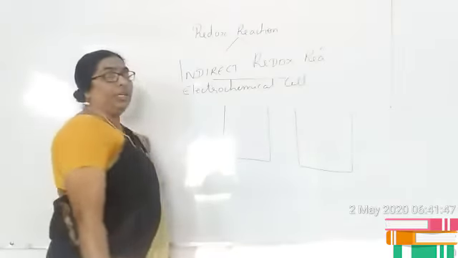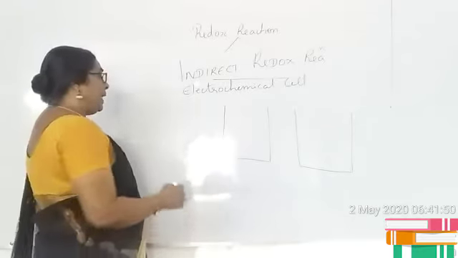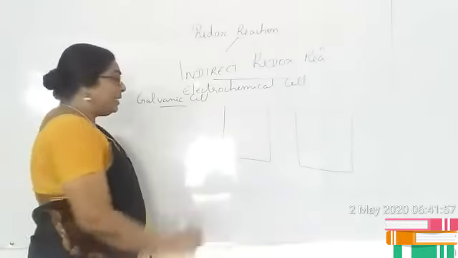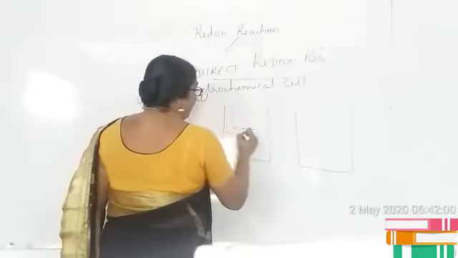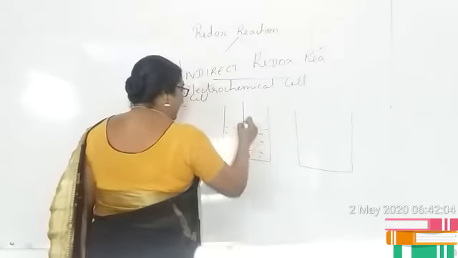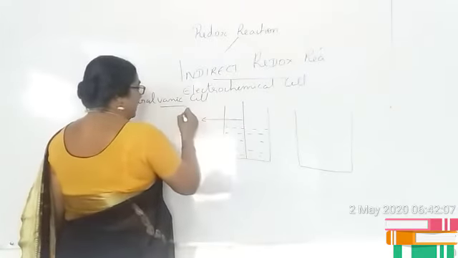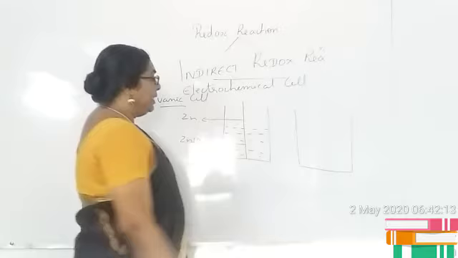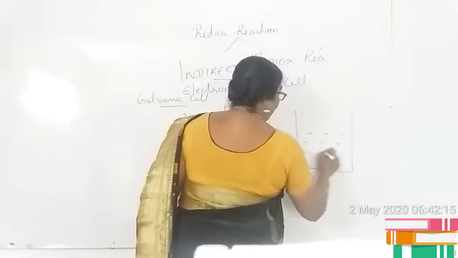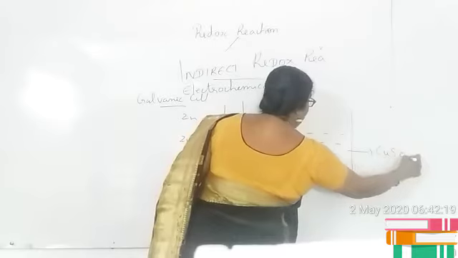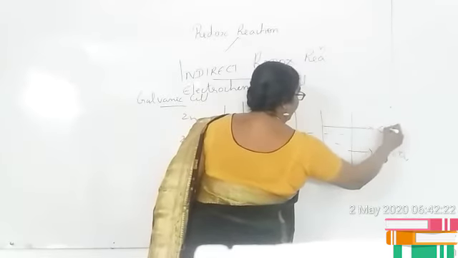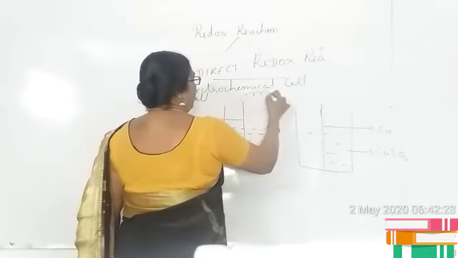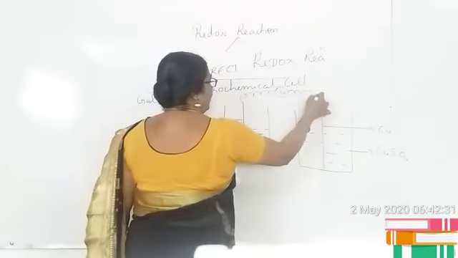That means oxidation and reduction takes place in two different containers. Let us explain the working of this electrochemical cell or indirect redox reaction with the help of galvanic cell. It consists of two beakers. In one beaker, you can use zinc sulfate solution and a zinc rod in this. Okay, you are taking zinc rod and the solution is zinc sulfate. In another beaker, you can take copper sulfate solution and dip a copper rod in this. These two rods can be connected by means of copper wire and a galvanometer you can insert in between.